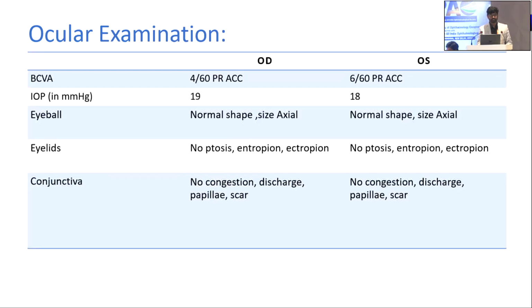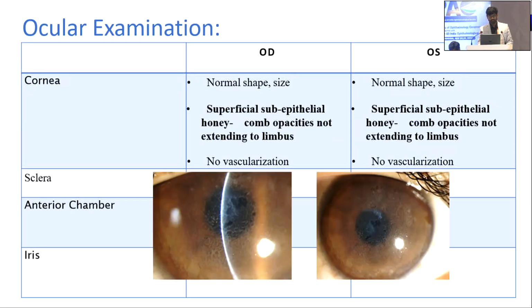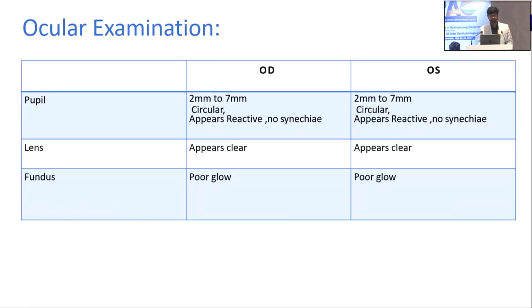Coming to the ocular examination, the best corrected visual acuity in the right eye was 4/60, and in the left eye it was 6/60. The intraocular pressure in the right eye was 19 and in the left eye 18 mm of Hg. The eyelid, eye wall, and conjunctiva were within normal limits. On corneal examination, we can see superficial subepithelial honeycomb-like opacities, which are not extending to the limbus, and the rest of the eye was within normal limits.